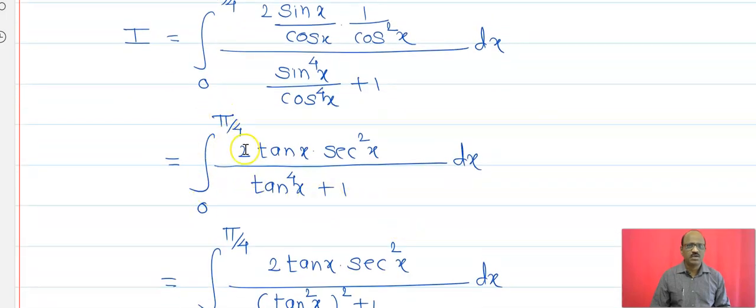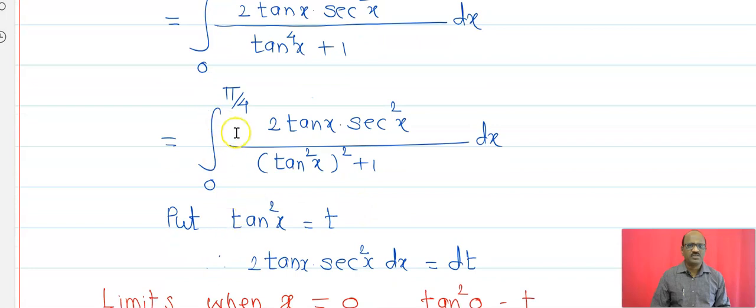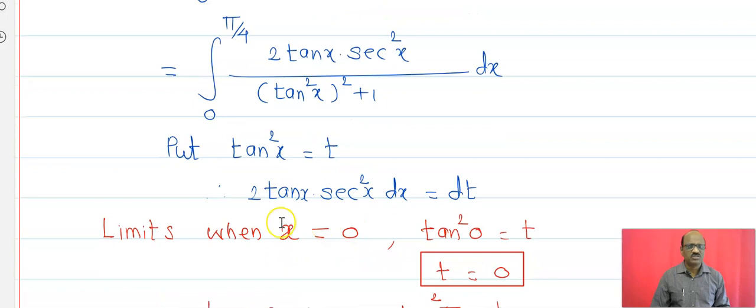Therefore, integral 0 to pi by 4, 2 tan x into sec square x upon tan of x raised to 4 plus 1. Now here, integral 0 to pi by 4, 2 tan x into sec square x. What about here? Tan of x raised to 4 means what? Tan square x and whole bracket square plus 1. Put tan square x is equals to t. What's its derivative? 2 tan x into sec square x into dx is equals to dt.